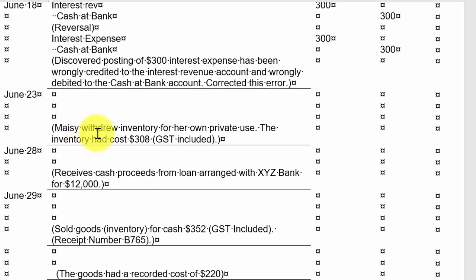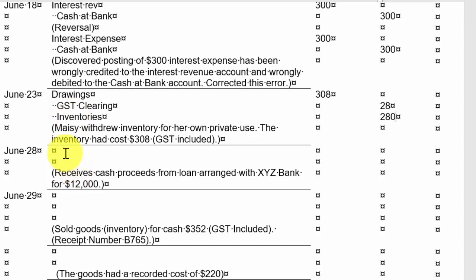So let's have a look at when Maisie withdrew inventory for own use. So the first thing we think of is drawings, and that was a total of $308. We've purchased those inventories, so there was a GST component that we were going to claim as a rebate. Therefore, we must now take that out, because I have got no right to keep claiming that rebate. Therefore, in this instance it is on this side, and we take out inventories, and that's $280.